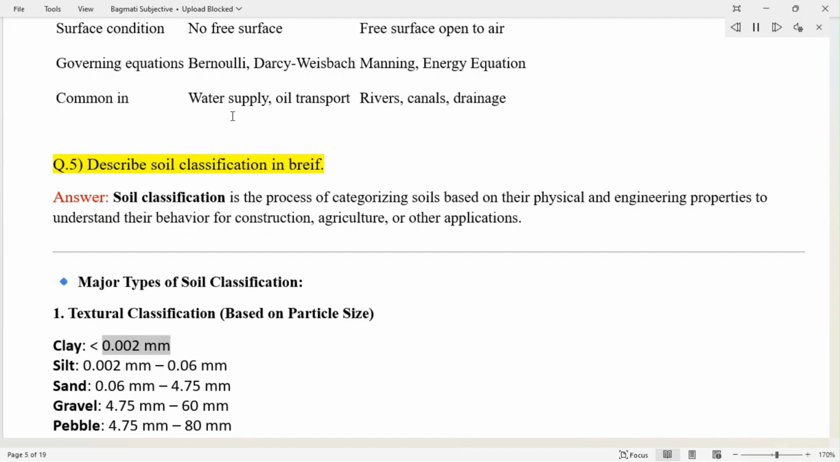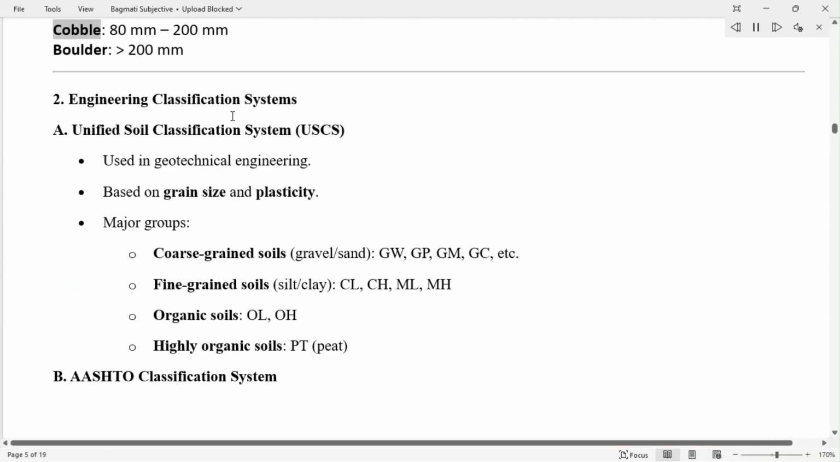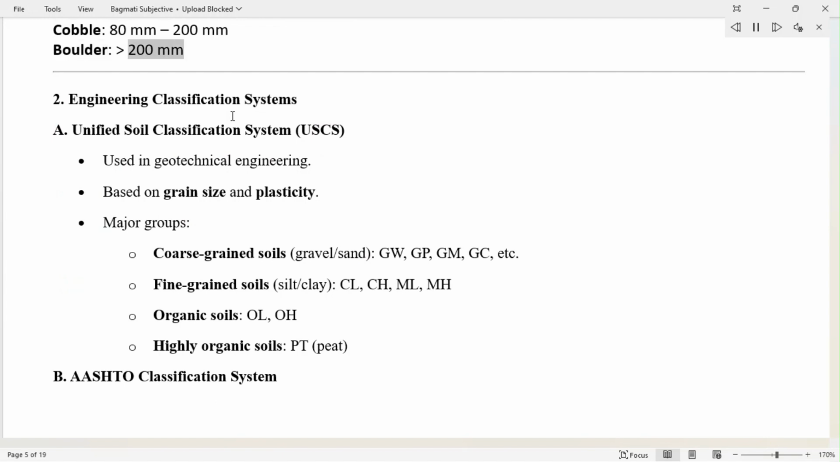Clay: less than 0.002 millimeters. Silt: 0.002 to 0.06 millimeters. Sand: 0.06 to 4.75 millimeters. Gravel: 4.75 to 60 millimeters. Pebble: 4.75 to 80 millimeters. Cobble: 80 to 200 millimeters. Boulder: greater than 200 millimeters.